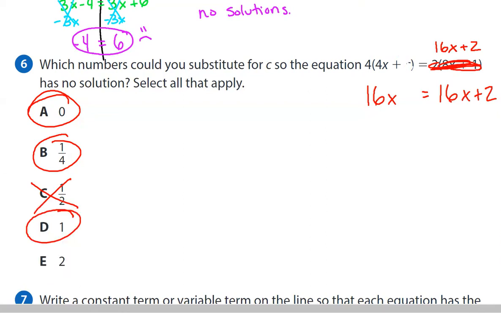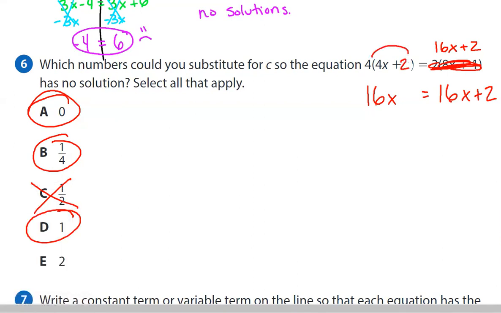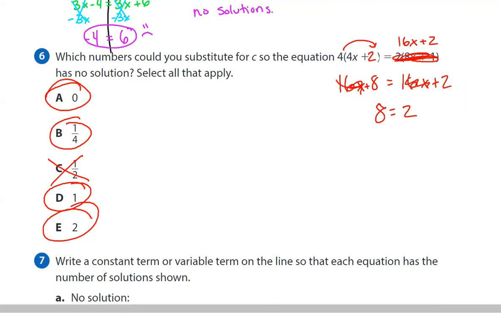All right, last one we've got to do is 2. 4 times 2 equals 8. So this will leave us with 8 equals 2. Does 8 equal 2? You sick of me asking that question yet? You should be. Because I am. Okay. So it was all of them except for C. What do you know?